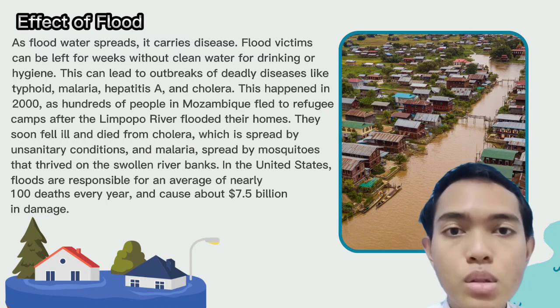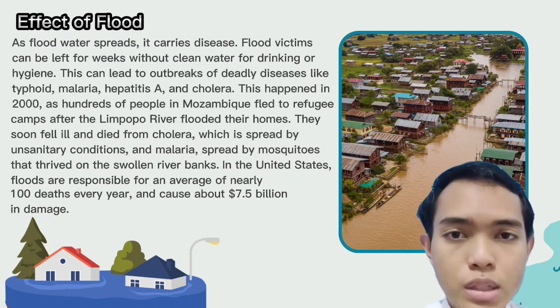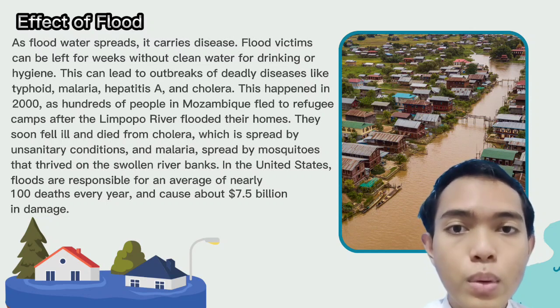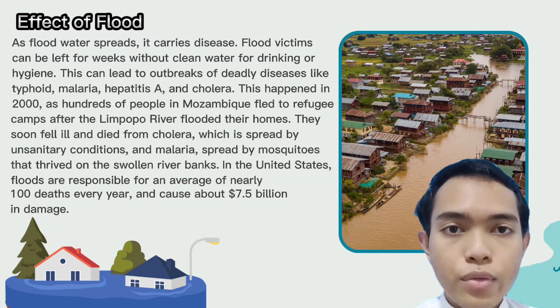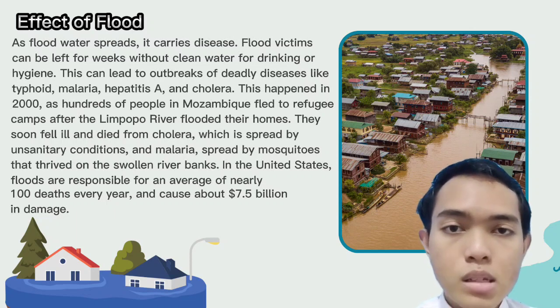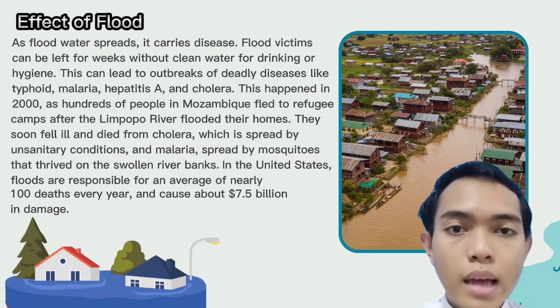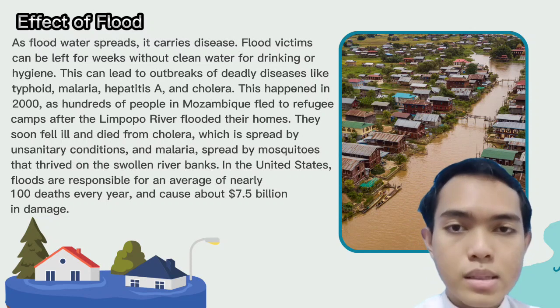This happened in 2000 as hundreds of people in Mozambique fled to refugee camps after the Limpopo River flooded their homes. They soon fell ill and died from cholera, which is spread by unsanitary conditions, and malaria, spread by the mosquitoes that thrive on the swollen riverbanks.